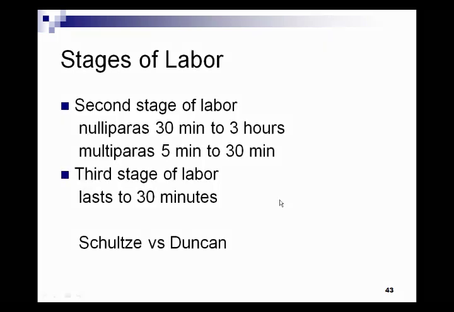Okay, we'll just go on. Second stage of labor. For first time, this is pushing. So remember, there were 3 phases within the first stage. Going from 0 to 10 centimeters, we got latent, active, transition. The second stage of labor is how long it takes a woman to push.